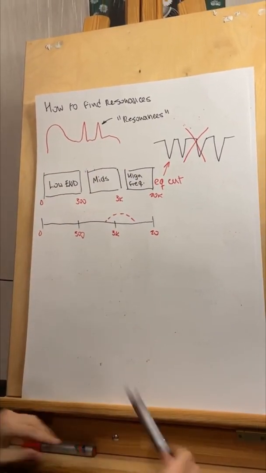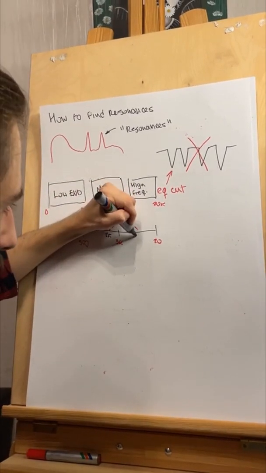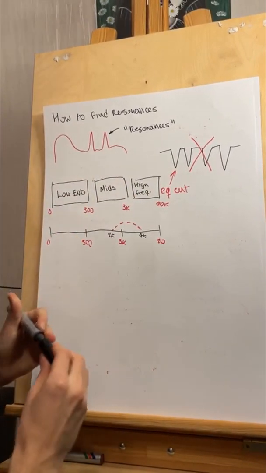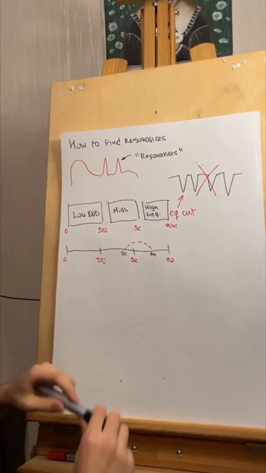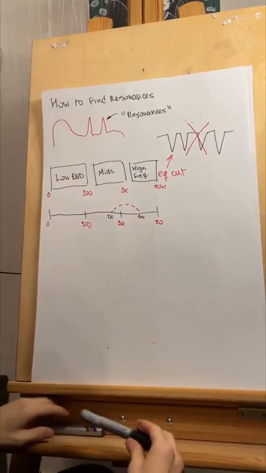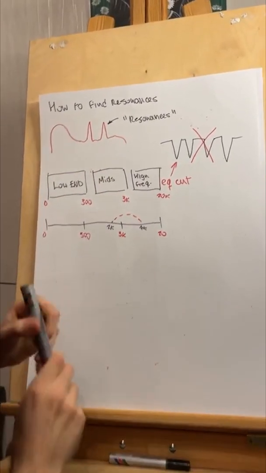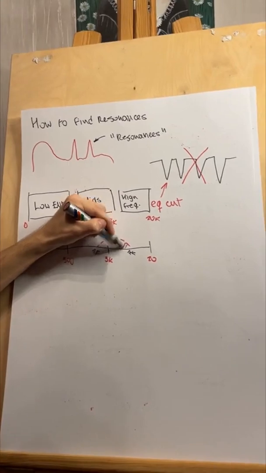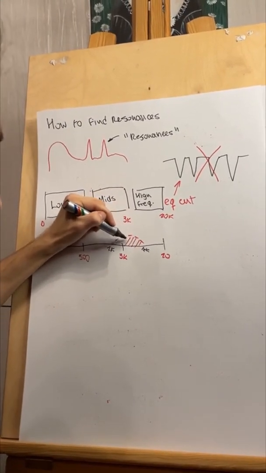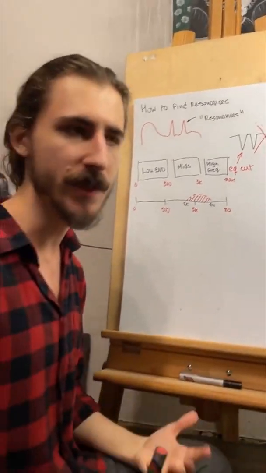So roughly from 2K to 7K, this is the most problematic area. Roughly from 3K up to 7K, this is where a lot of those resonating frequencies are. So what I really recommend doing is that you learn the frequencies, learn how the frequencies sound.